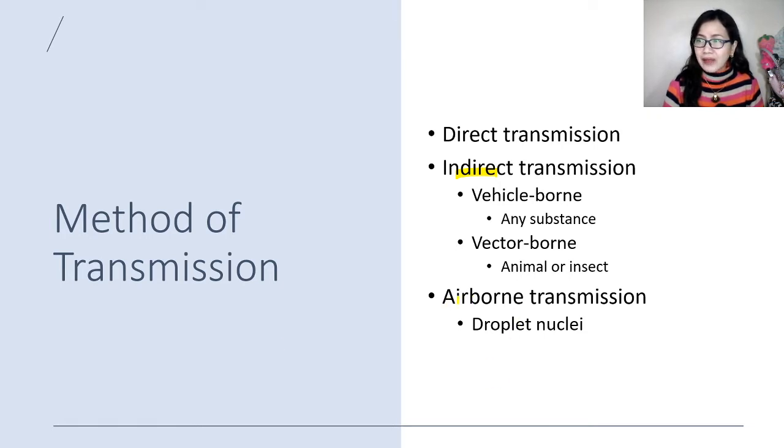Lastly, we have airborne transmission. When we say airborne transmission, this may involve droplet nuclei. Okay, so the residue of the evaporated droplets emitted by an infected host, such as someone with tuberculosis, can remain in the air for long periods. So, the same is true with COVID-19.